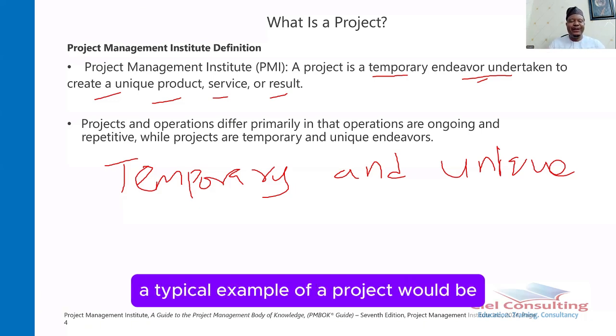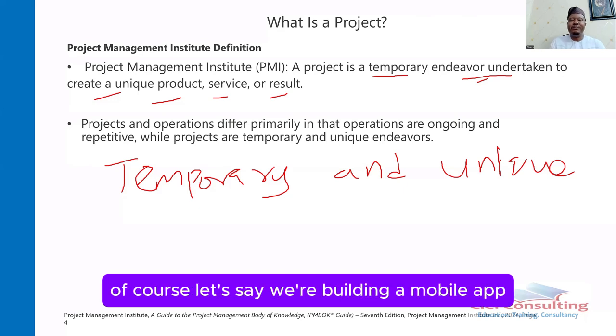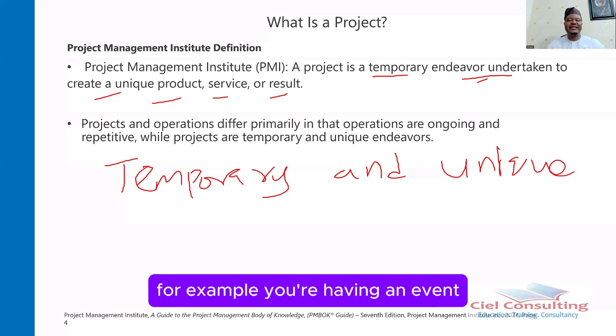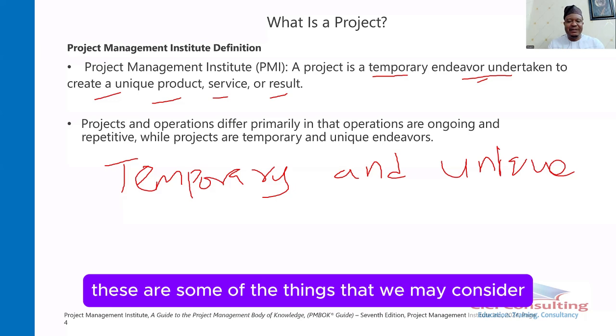A typical example of a project would be, let's say, building a mobile app, or, for example, building a house, or, for example, having an event, say a wedding event. These are some of the things that we may consider as projects.